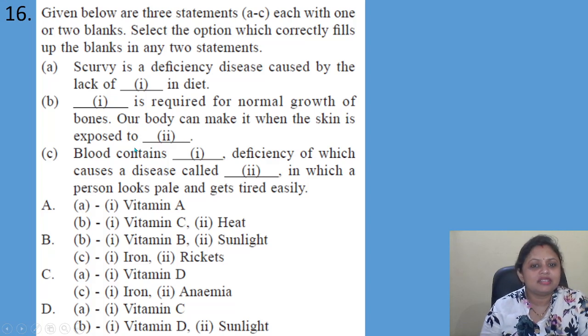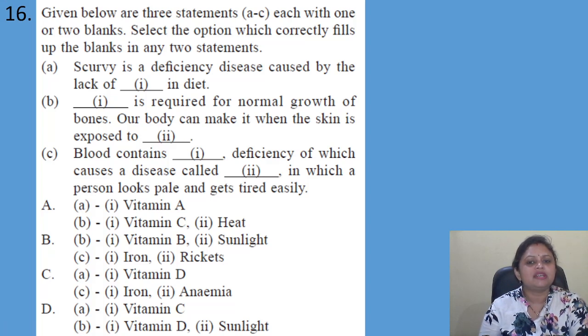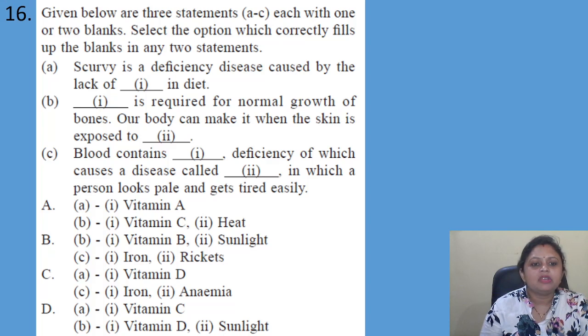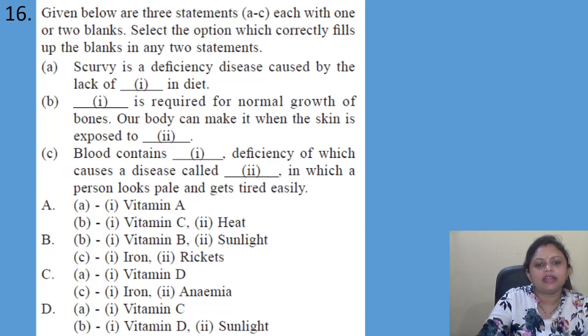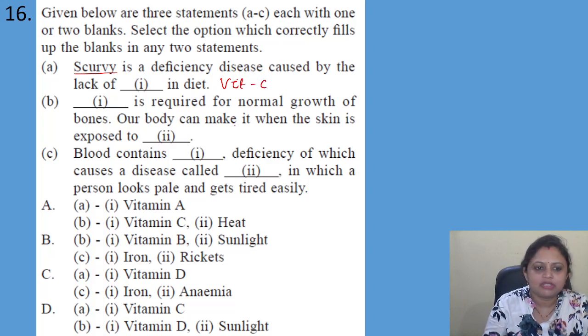Given below are three statements each with one or two blanks. Select the option which correctly fill up the blanks in any two statements. A. Scurvy is deficiency disease caused by the lack of dash in diet. Okay. So scurvy is a deficiency disease which is caused by lack of vitamin C.